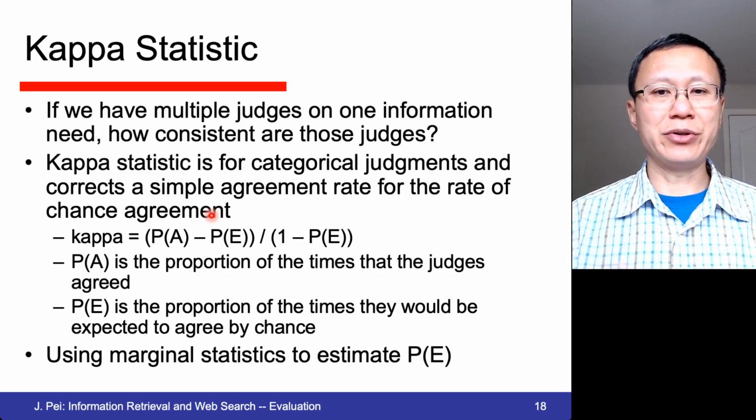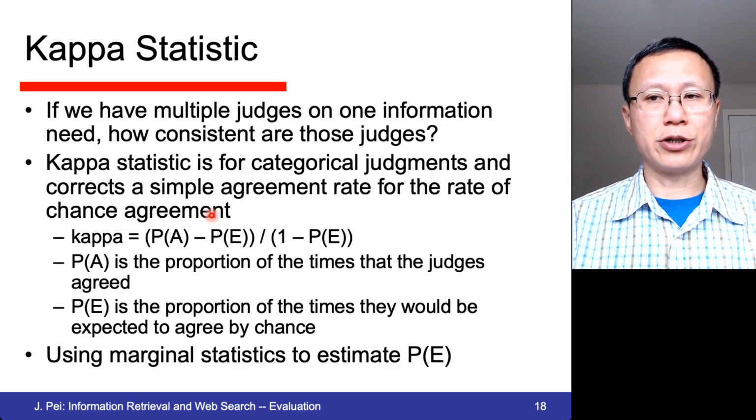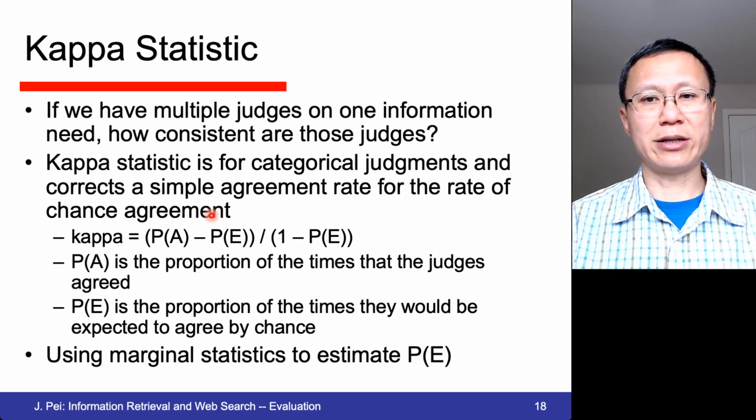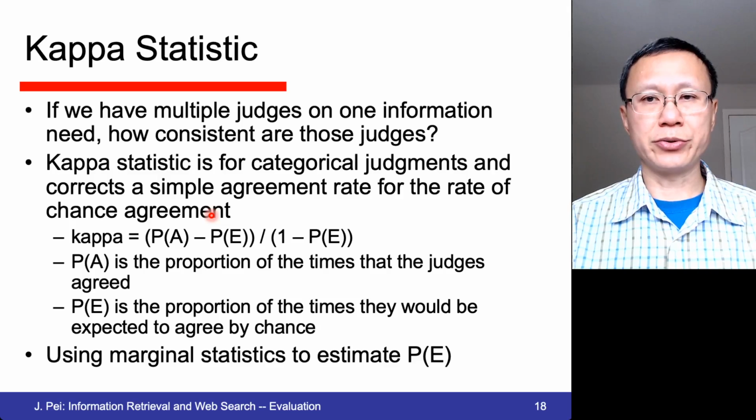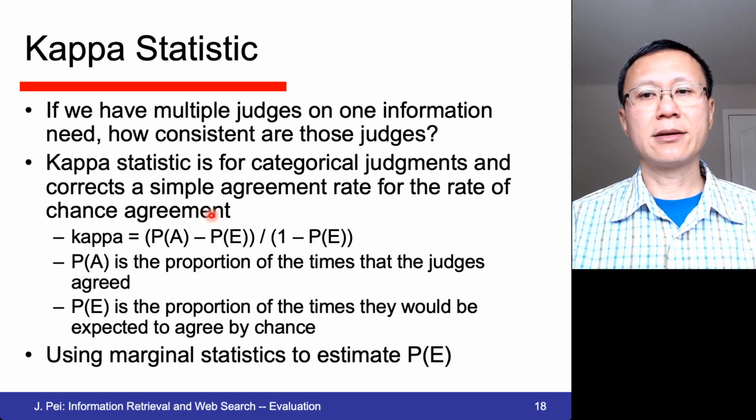We mentioned that we will use multiple judges to produce the relevance information. Then you may ask, how can I know whether those judges are consistent with each other, whether they agree with each other? Typically, this is done using some statistical approach. Kappa Statistic is one such approach. Essentially, Kappa Statistic is for categorical judgments and corrects a simple agreement rate for the rate of chance agreement.